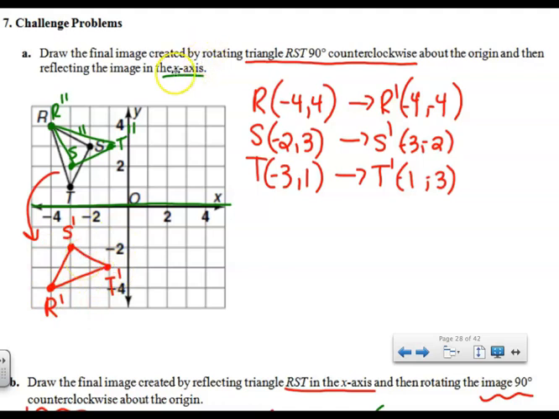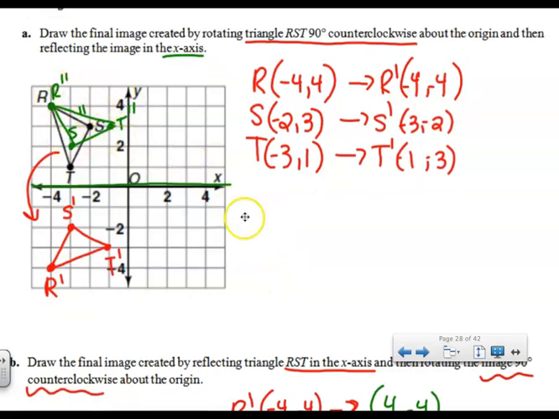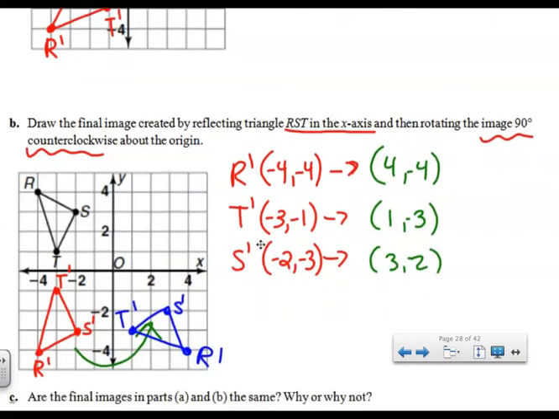Then you had to reflect it over the x-axis, which is this axis right here. So you're flipping it up. So you have a little bit of an overlap because it was 2 away, so flip it 2 up. T was 3 away, so flip it 3 up, and then R was 4 below, so you flip it 4 up. So you've got a little bit of an overlap up there. But that would be your final image after those 2 transformations.